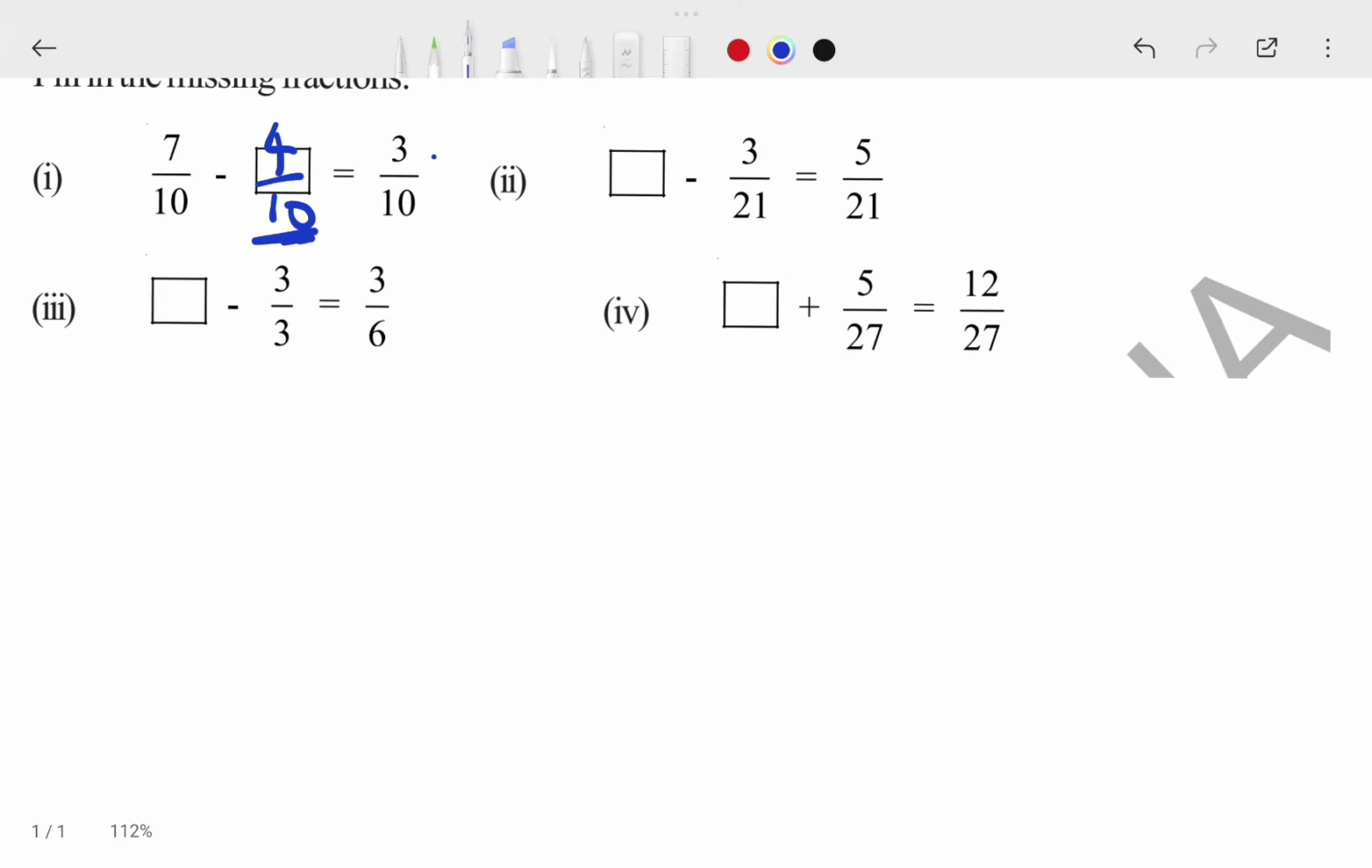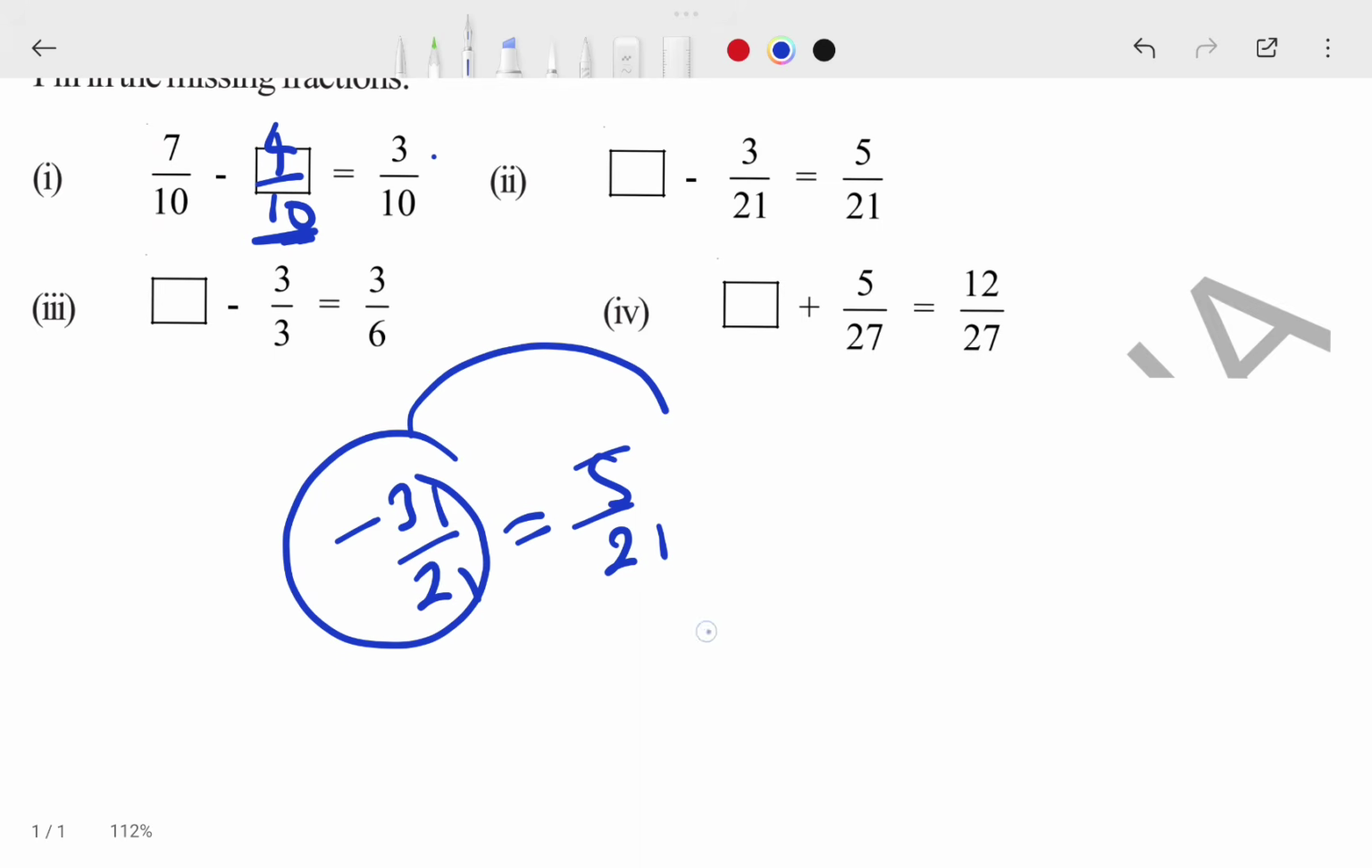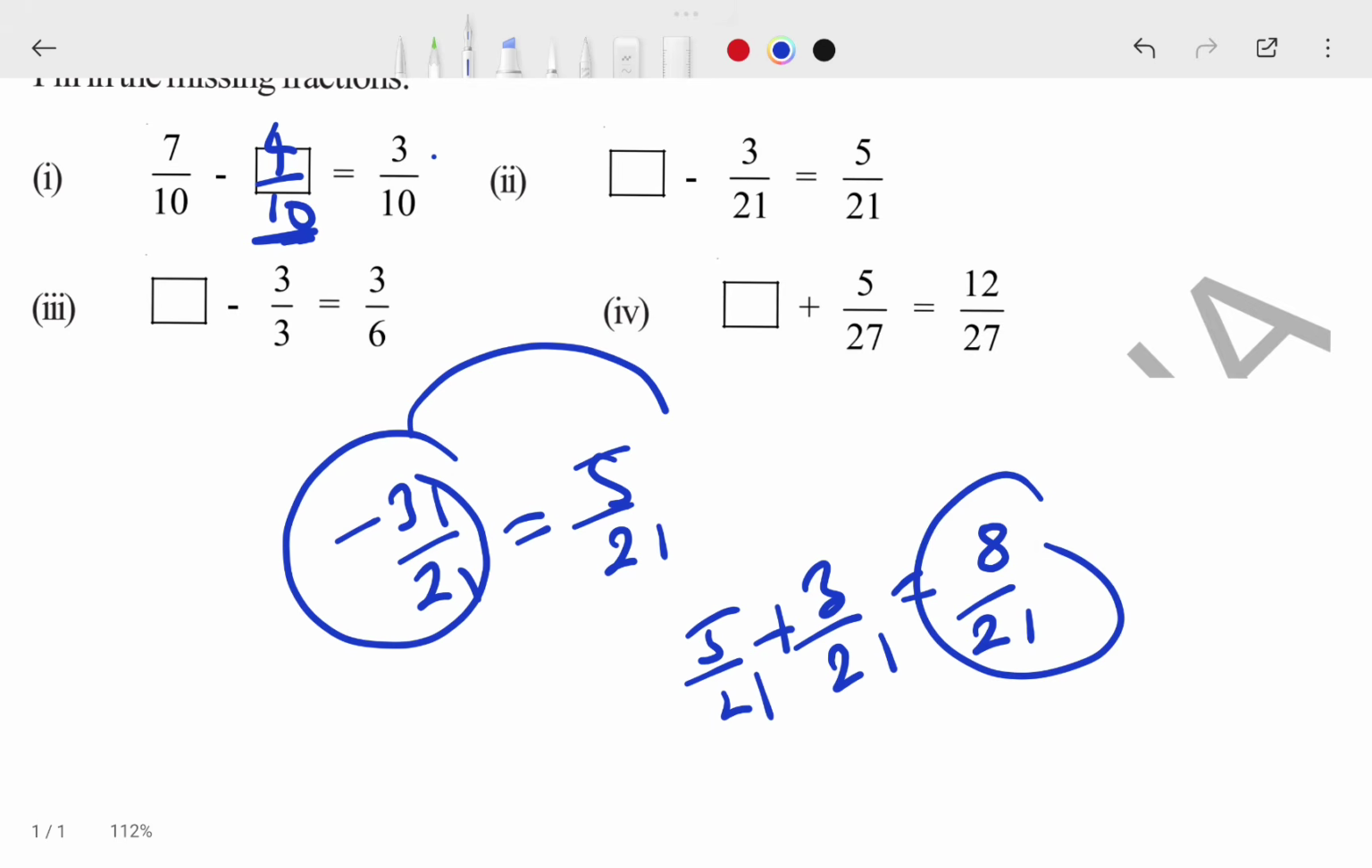So minus is already with that number only. This is 5 by 21 and this is minus 3 by 21. We take this number to that side, so it becomes 5 by 21. This is minus, so it is going to be plus here, plus 3 by 21. So it is going to be 8 by 21. So what will be the answer? The answer is 8 by 21.